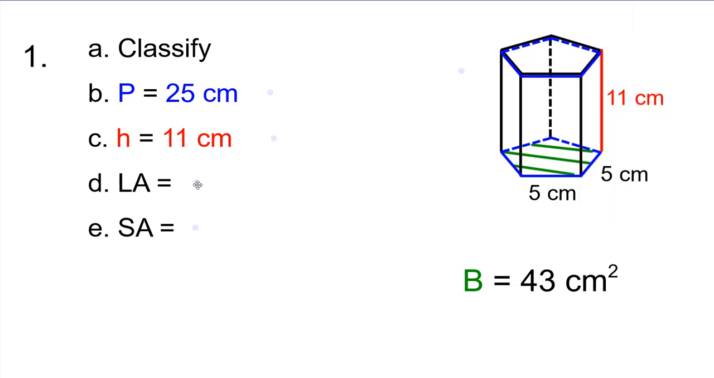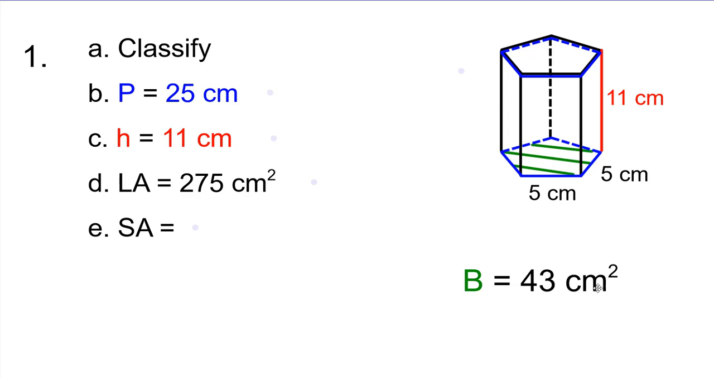So 275 centimeters squared. Now on this one, they tell us the base area. The area of each base is 43 centimeters squared. That way you don't have to draw an apothem and calculate that. It's just a lot of work. We did that on the assignment 2 days ago, but I'm just giving it to you to save us some time.